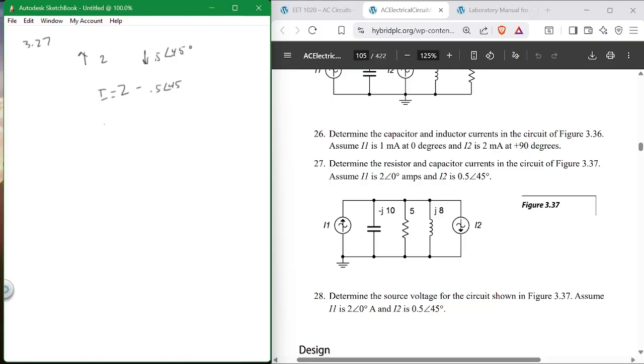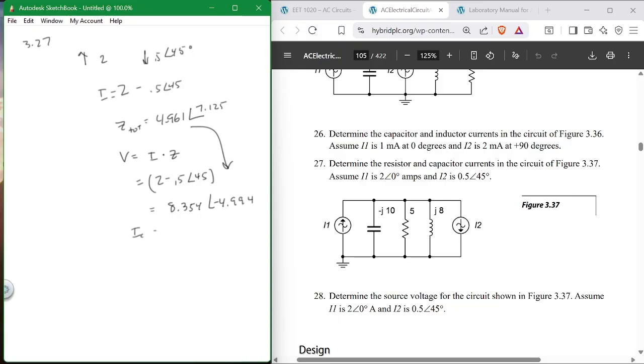What is my V? I got to find my Z total, which is equal to 4.961 at angle, this is a weird one, at angle 7.125. So that's my Z total of all these components. This and this and this, 4.961 at angle 7.125. That's your 1 over 1 over rule, okay? Now, your V is equal to I times Z, which is 2 minus 0.5 at angle 45 times Z, and that's equal to 8.354 at angle minus 4.994.